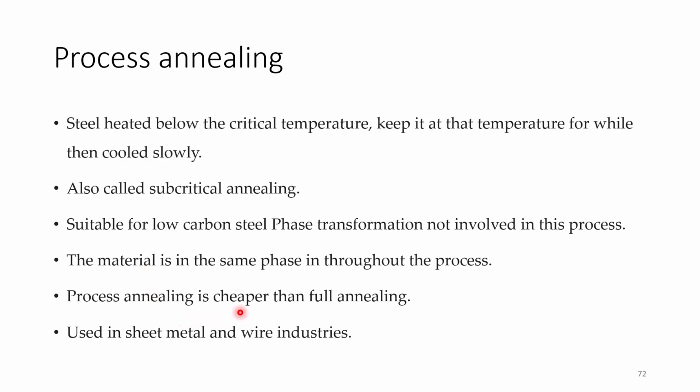Process annealing is cheaper than full annealing, and it is used in the sheet metal and wire industries. It is done in between the cold rolling or wire drawing operations.